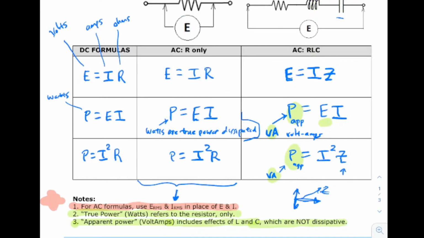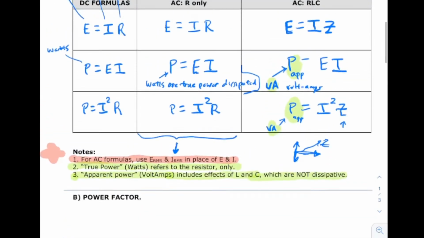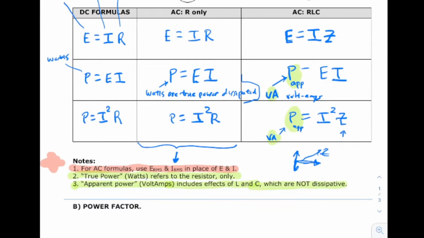So let me try to clean this up a little bit here. Actually, maybe I like the green on the P apparent. That looks good. And then the other thing we're going to do is we're going to fix my equals.